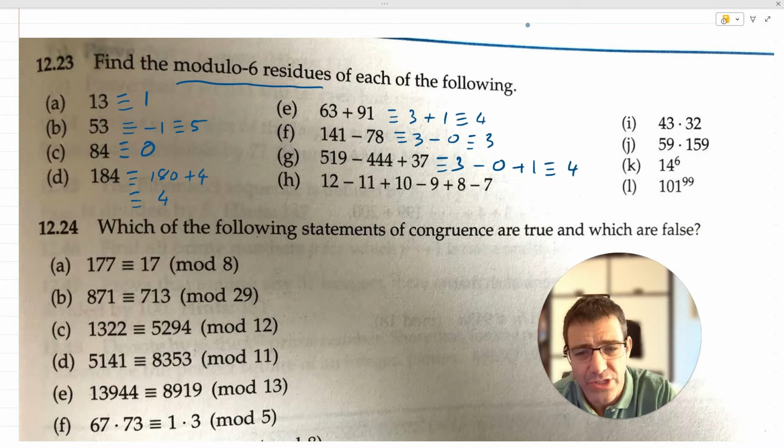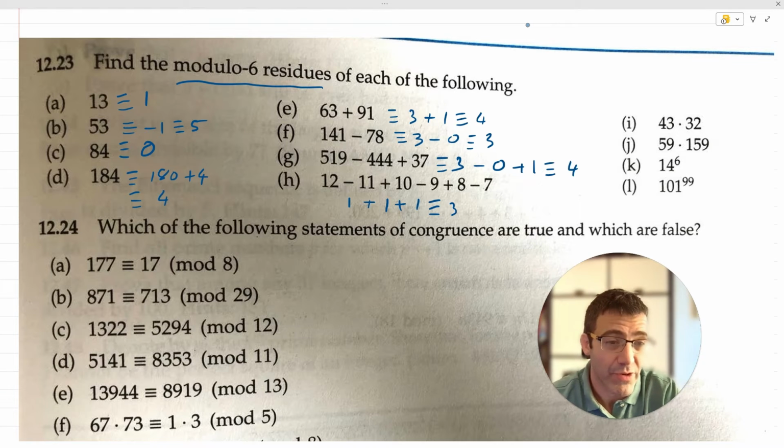Okay, for question H, you might not even need to go through modular arithmetic here. You could say 12 minus 11 is 1, plus 10 minus 9, which is another 1, plus 8 minus 7, which is another 1, and this is going to be congruent to 3 mod 6.